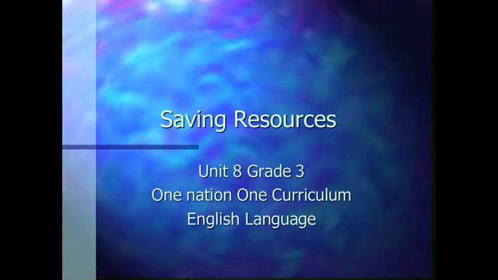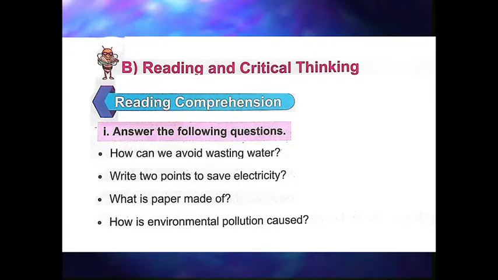So let's start. Reading and critical thinking. Answer the following questions. How can we avoid wasting water? Write 2 points to save electricity. What is paper made of? How is environmental pollution caused?